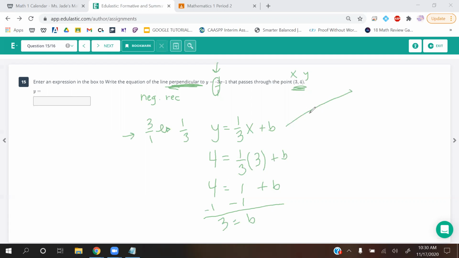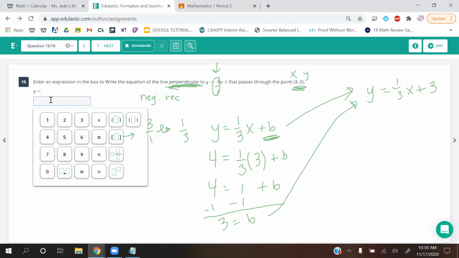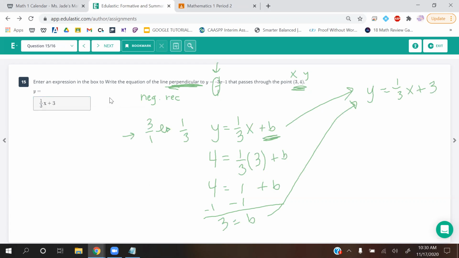So then we're going to write this out so that we can have our b value in our equation. y is equal to 1/3 x. Instead of plus b, now we know what b is. It's plus 3. So we're going to type 1/3 x plus 3 because I already have the y equals. So 1/3 x plus 3 over here. Any questions?